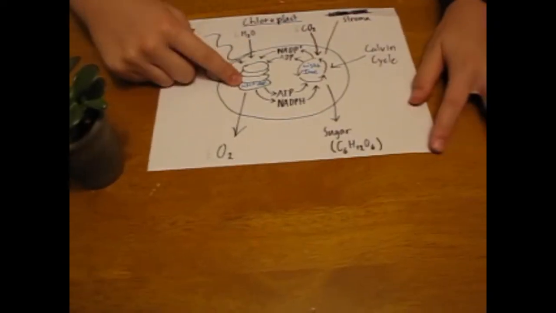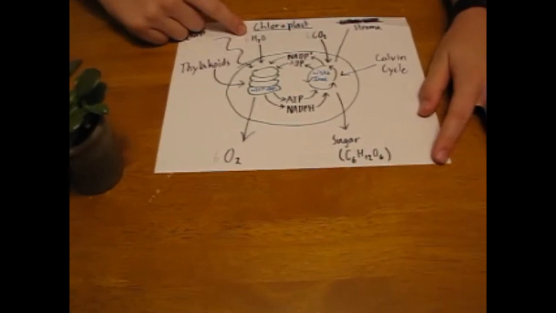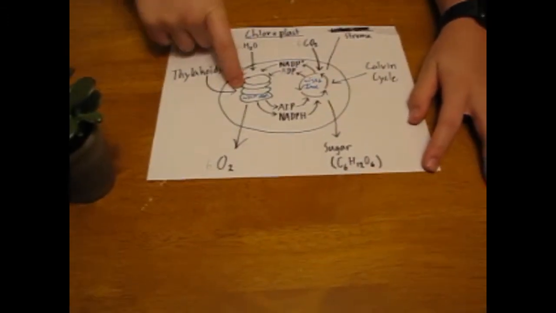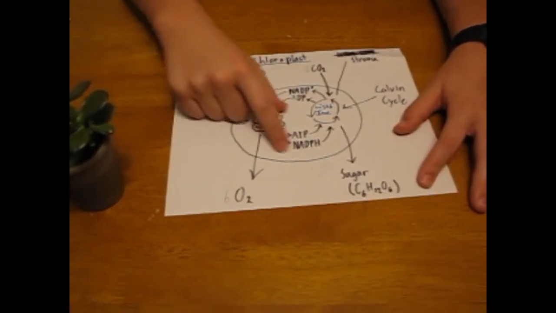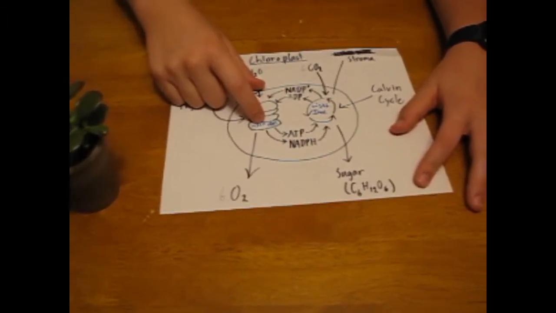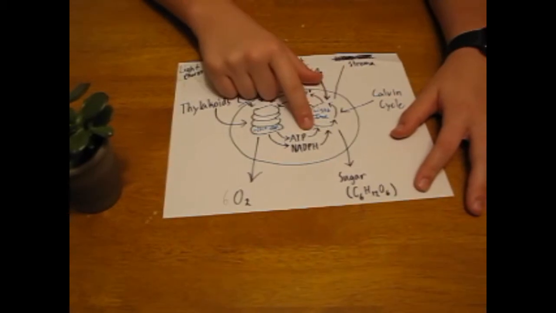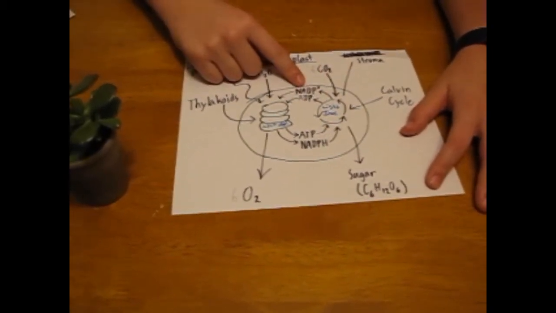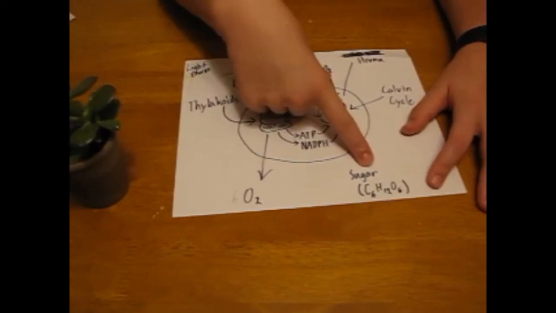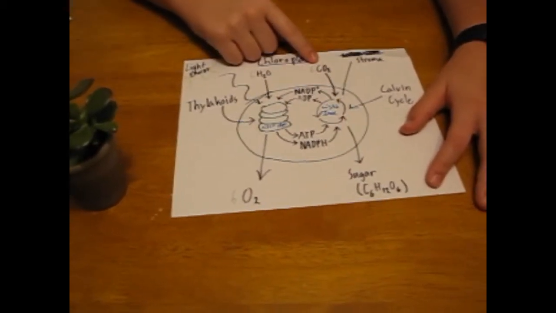The thylakoids get energy from the sun and get water from outside. The thylakoids then create oxygen, ATP, and NADPH, which it cannot use, so it sends it out into the stroma and the Calvin cycle. The Calvin cycle breaks it down into NADP plus and ADP, and also sugar. The Calvin cycle also takes in carbon.